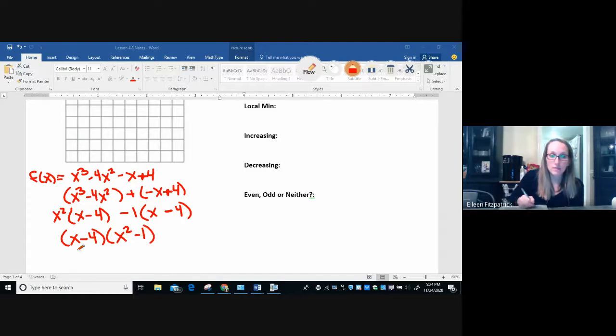This is a difference of squares, so it can be factored one more time. So it's x minus 1, x plus 1. So my answers are x is equal to 4, x is equal to 1, x is equal to negative 1. Okay, so I'm going to plot those points to graph.